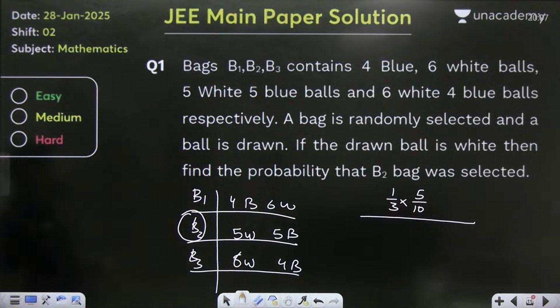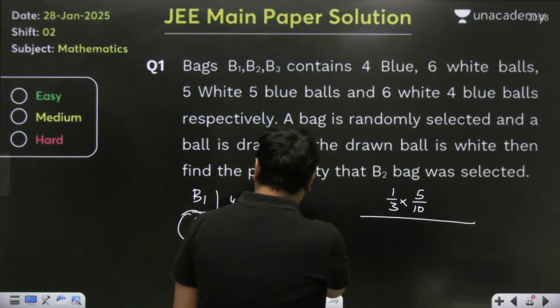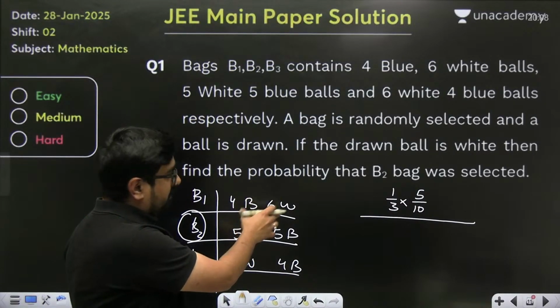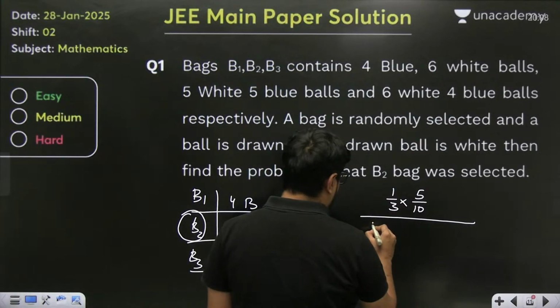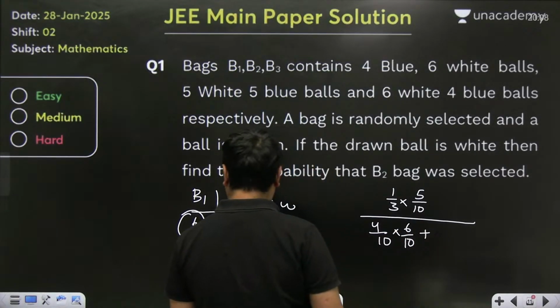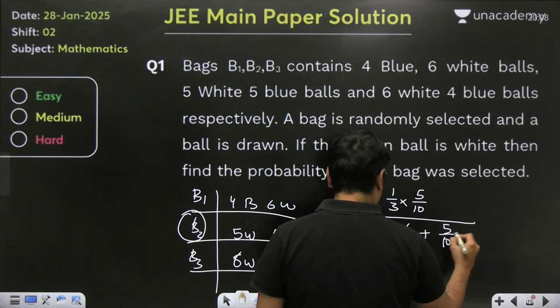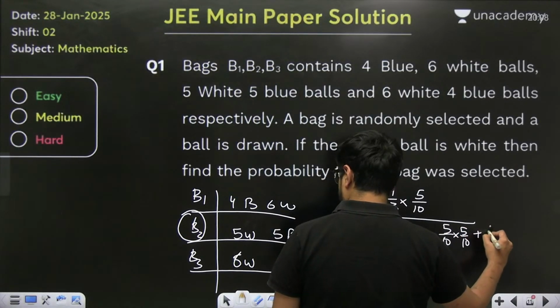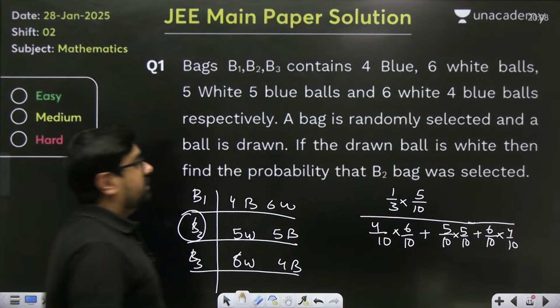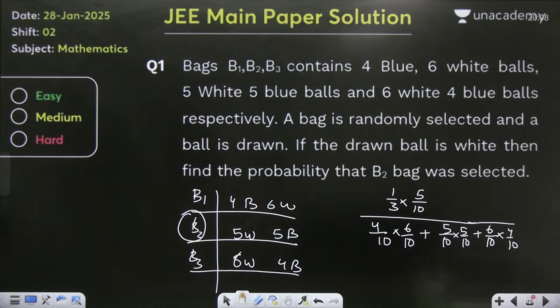And now the denominator will be with the respective probabilities, for black and white both, in all of them. So black will be 4 by 10 multiplied with 6 by 10, plus 5 by 10 multiplied with 5 by 10, plus 6 by 10 multiplied with 4 by 10. This will be your final answer. Straightaway application of your Bayes theorem, you can see.